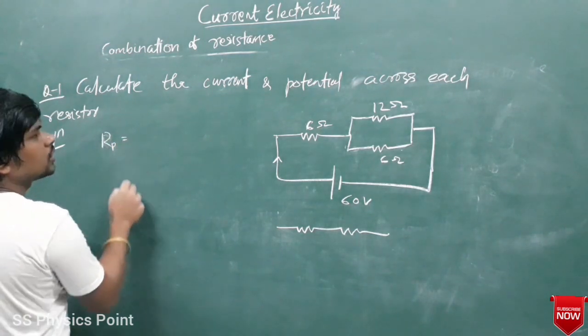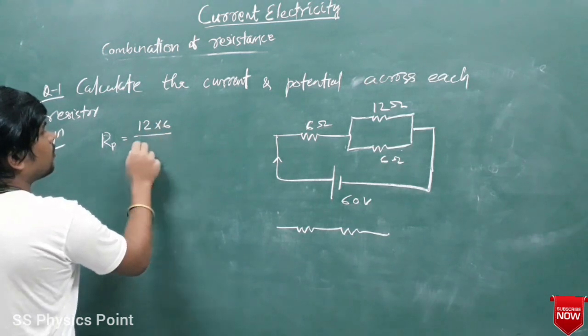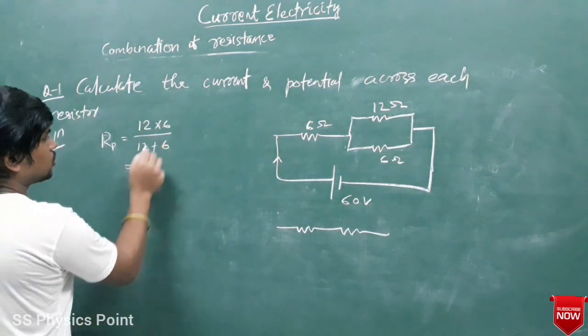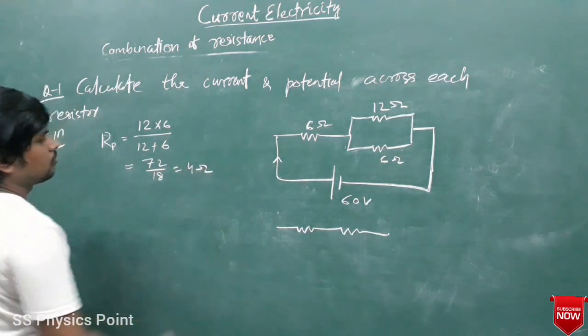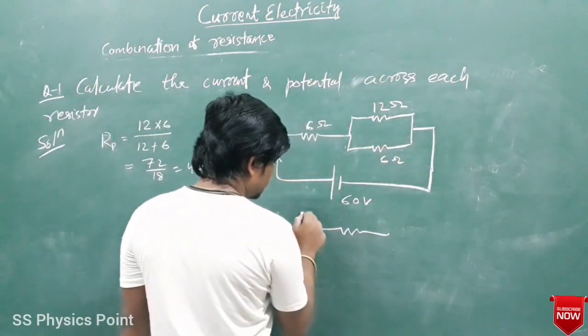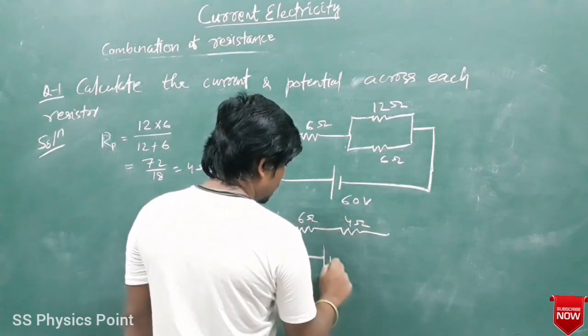तो पैरेलल कॉम्बिनेशन में आर पैरेलल कितना हो जाएगा? याद करो फॉर्मूला को, प्रोडक्ट डिवाइडेड बाय समेशन। कितना हो जाएगा? 72 by 18, ये हो जाएगा कितना? 4 ओम। ये दोनों को मिलाने से कितना हो गया? 4 ओम। ये कितना दिया गया है? 6 ओम, ये हो गया 4 ओम। अभी आसान लग रहा है ना?